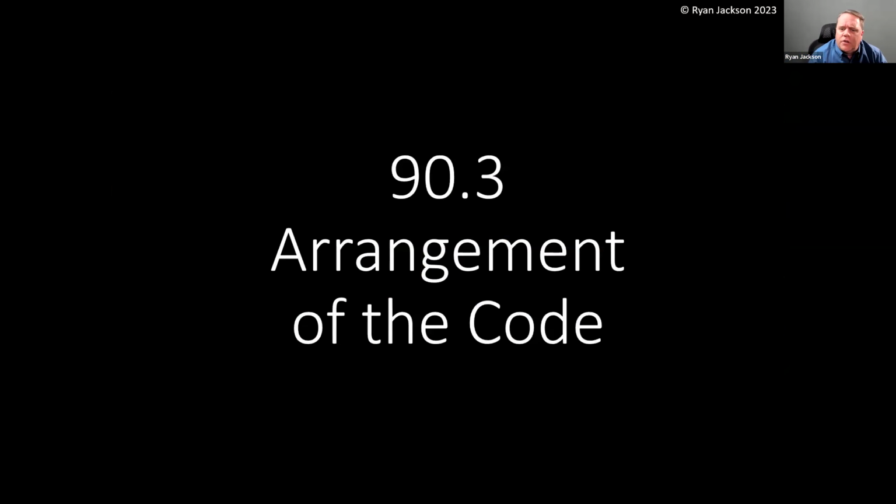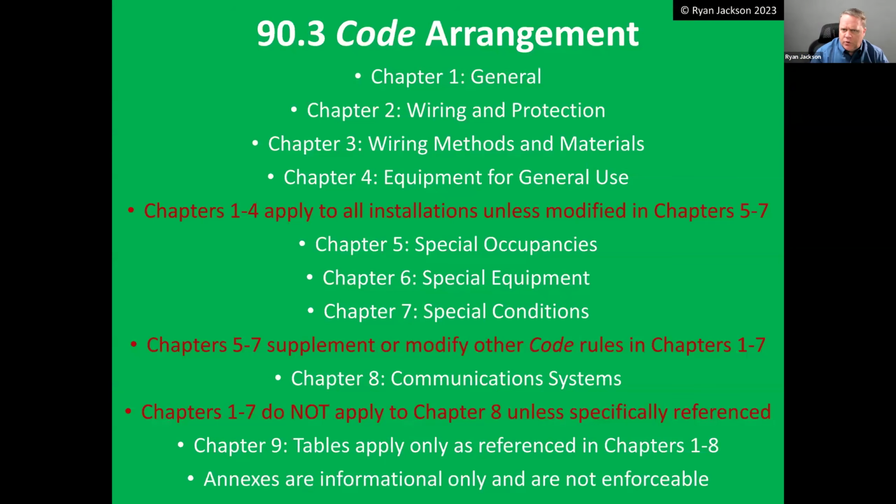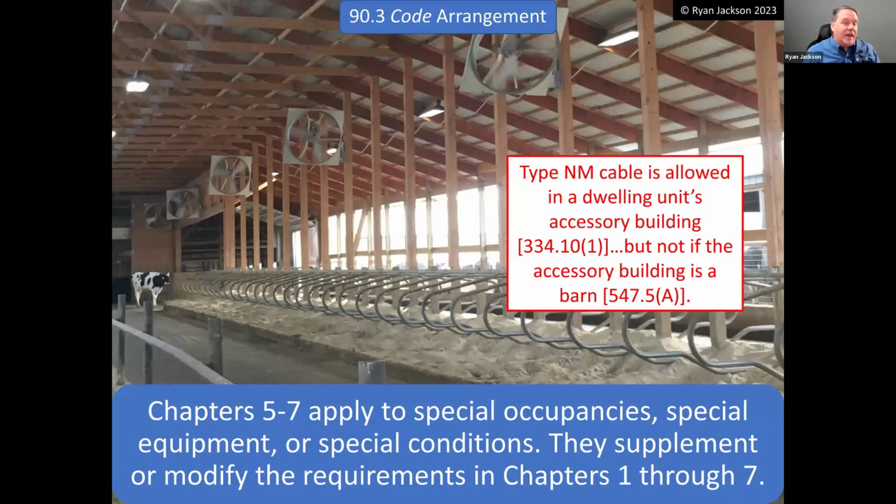90.3 tells us how the code works, and we'll just do this really quick. Chapters 1 through 4 apply generally to all installations, and then chapters 5, 6, and 7 modify those general rules. And then we have chapter 8, which is some communication stuff, which is kind of its own little book for telephone wiring and things.